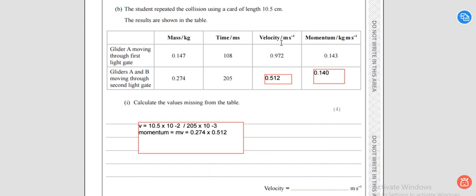How can we get the velocity? We will divide the length of this card by the time taken, and of course the momentum is the product of both the velocity and the mass.